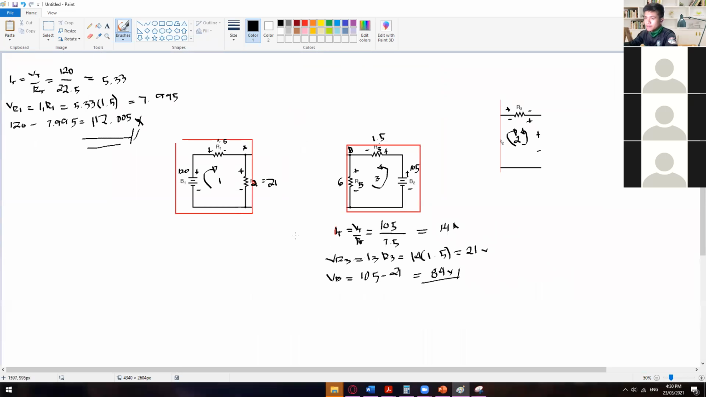Now that you already have the potential voltage on node A and node B, you should now compare them. So in here we have 112.005 and in here we have 84 volts. So we've learned that node A has a higher potential voltage, wherein it will dominate the flow of current.